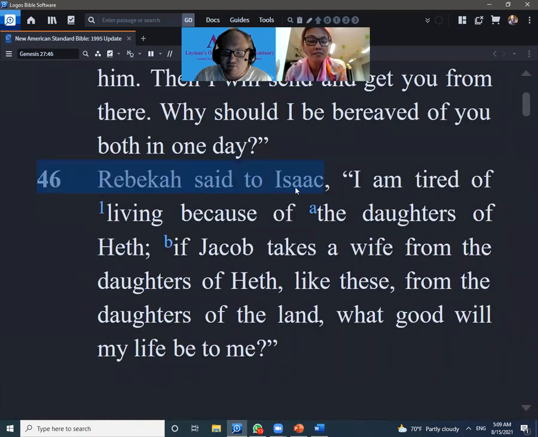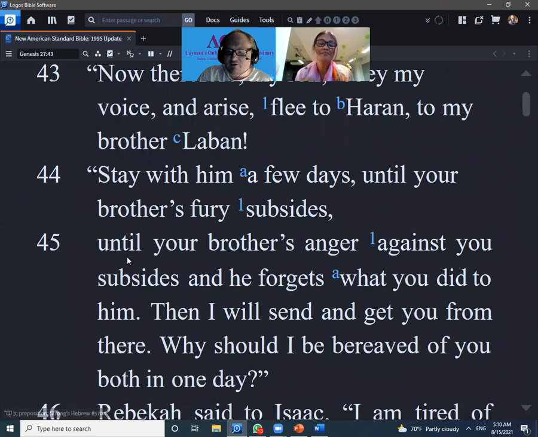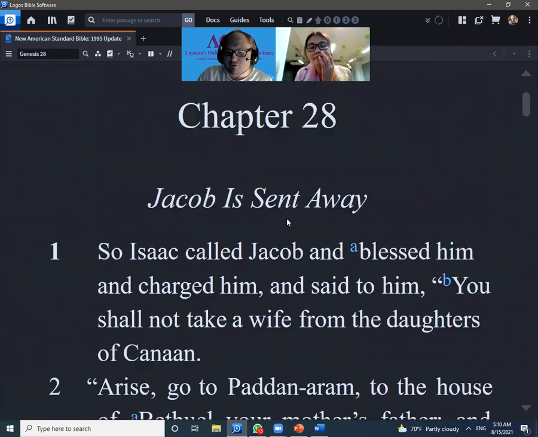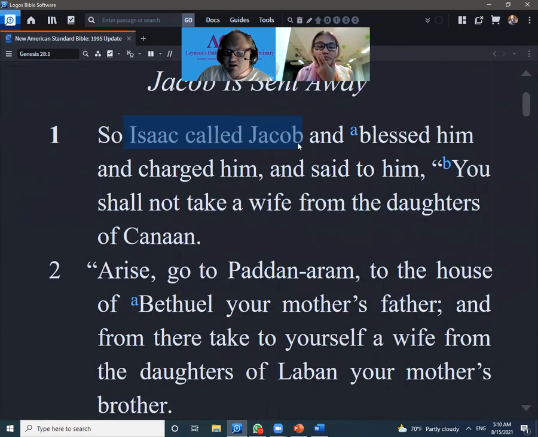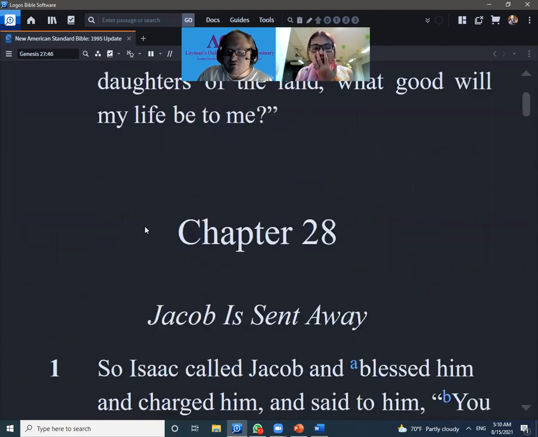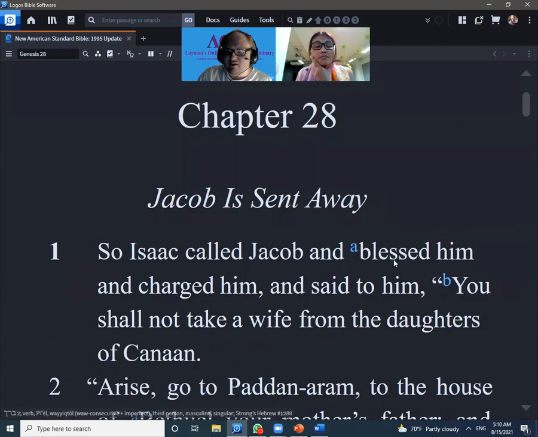Read this. Rebecca said to Isaac, "I am tired of living because of the daughters of Heth. If Jacob takes a wife from the daughters of Heth like this, from the daughters of the land, what good will my life be?" Okay, fine, I got it, because Esau is marrying all these foreign wives. So Rebecca's frustrated, and so Isaac calls Jacob and does something.